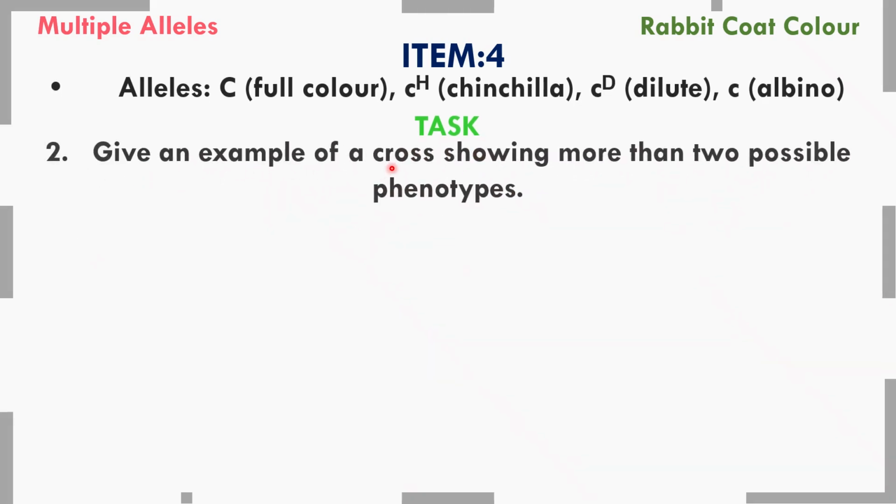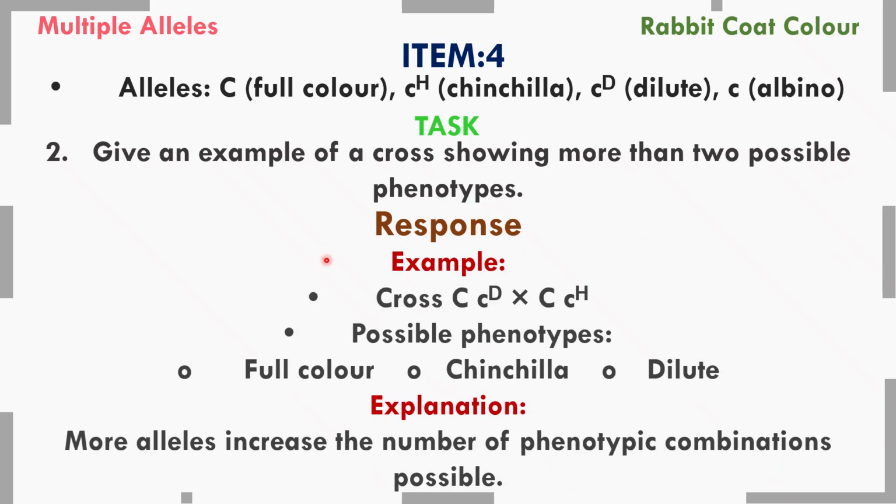Give an example of a cross showing more than two possible phenotypes. Example, a cross between C c^d and C c^ch. The possible phenotypes will be one with full color, the chinchilla, and the dilute. Explanation. More alleles increase the number of phenotypic combinations possible.